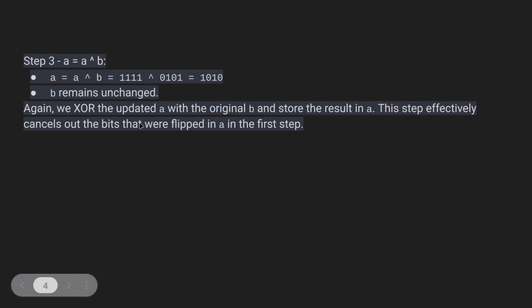Okay, now step 3. We need to get A how we need it. So A equals A XOR B, and because B's changed, we can do 1111 XOR 0101, and we end up with this, which works out as 10 in decimal. We've modified A here, we haven't modified B, because we modified B in the previous step. Again, we XOR the updated A with the original B, and we store the result in A. The step effectively cancels out the bits that were flipped in A in the first step.